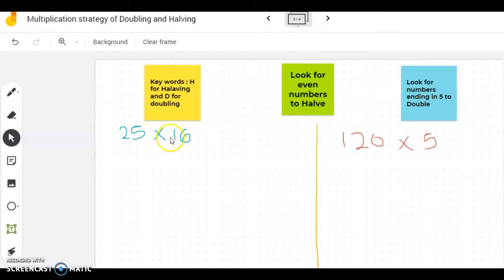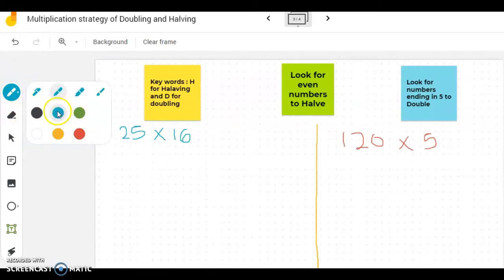So I have 25 and 16. So what do I do? It says look for even numbers to halve. So let's look here. I'll draw an arrow to show this also.